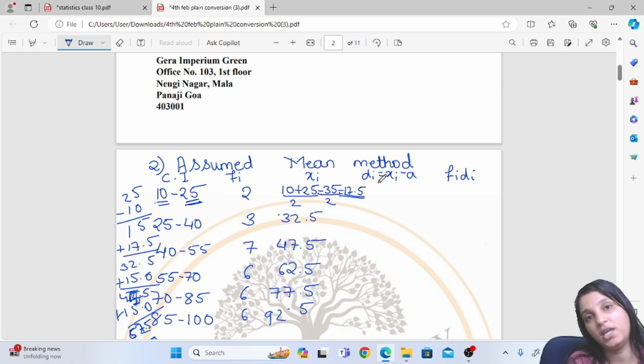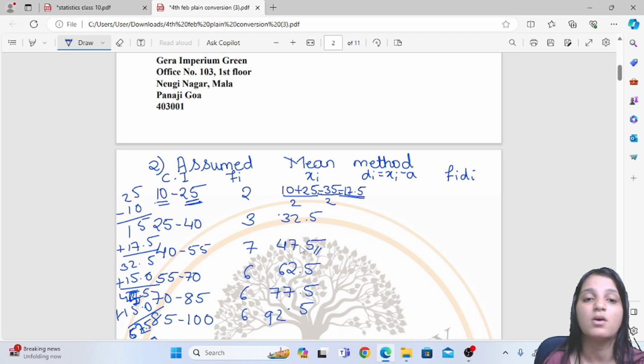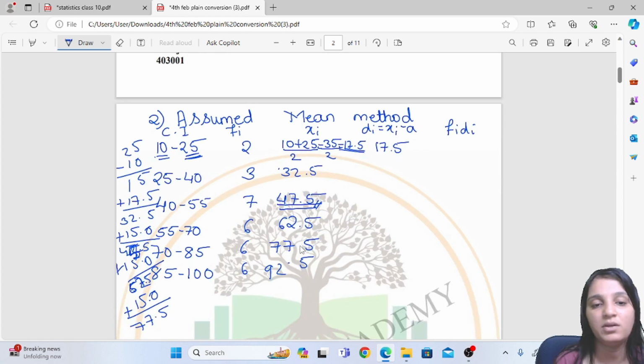Now here we have to take one assumed mean, which we will take from this xi. Always we have to take the middle term. Now here the middle term is 47.5. If you have two middle terms, you can select any one of them and go ahead. Mostly you can take the smaller one, but you will get the same answer. So di is calculated from your xi. We took our assumed mean, that is a, as 47.5.